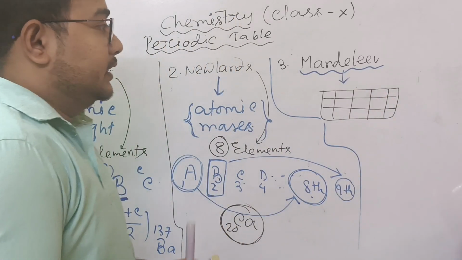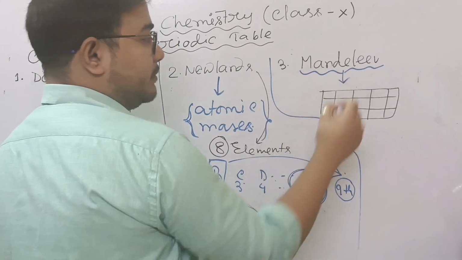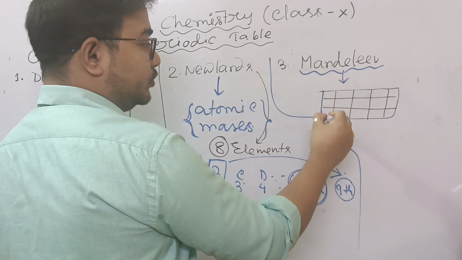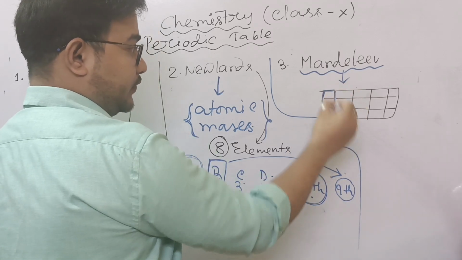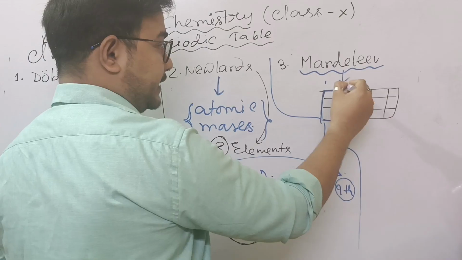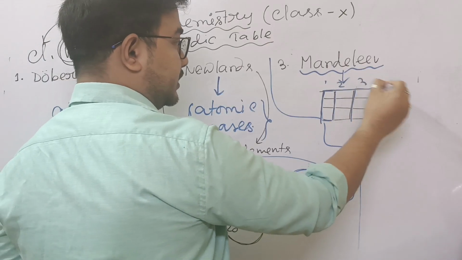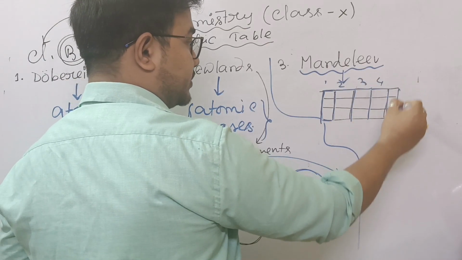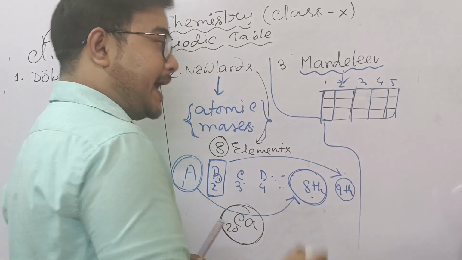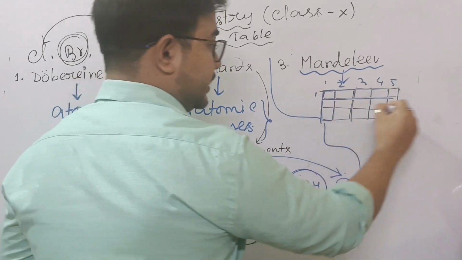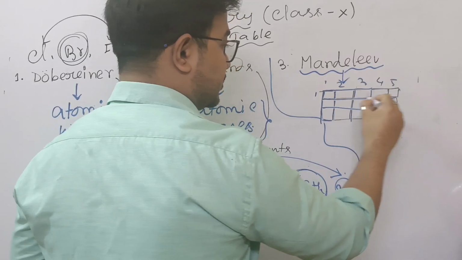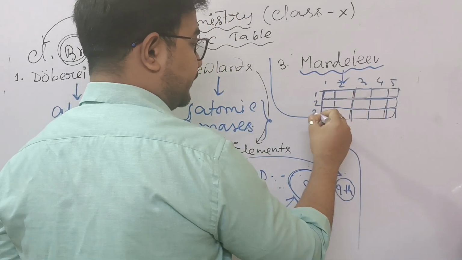Okay, if you observe the table properly, there are two directions. One is up and down. See this one, first, second, third, fourth, and the last one is fifth. And again, if you consider left to right, all these boxes, it is first, second, third.